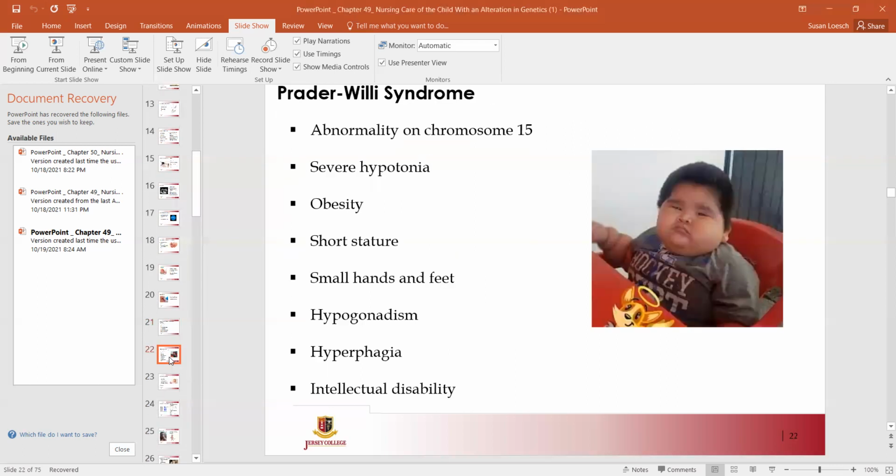So first one, Prader-Willi syndrome, okay, abnormality on chromosome 15: severe hypotonia, obesity, short stature, small hands and feet, hypogonadism, hyperphagia, like to eat a lot, insatiable eating, like they just continue to eat and eat and eat, and intellectual disabilities.